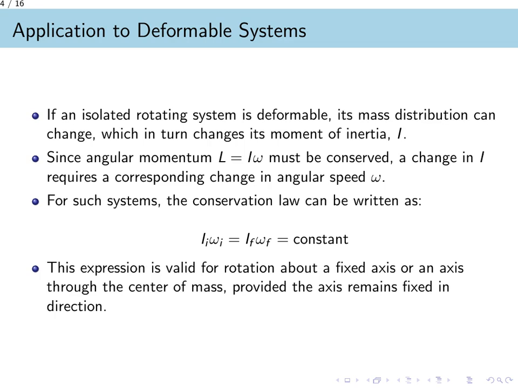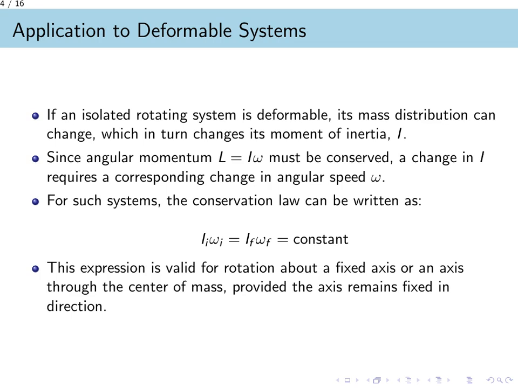Since the product I times omega must remain constant, a decrease in the moment of inertia must be accompanied by an increase in the angular speed. This is why the skater spins faster. It is important to note that while angular momentum is conserved here, rotational kinetic energy is not, because the skater does work to pull their arms in.